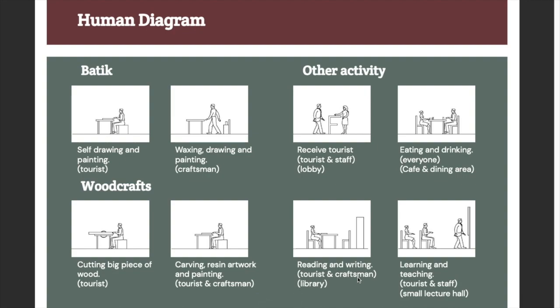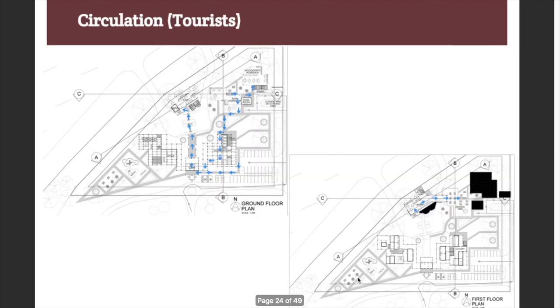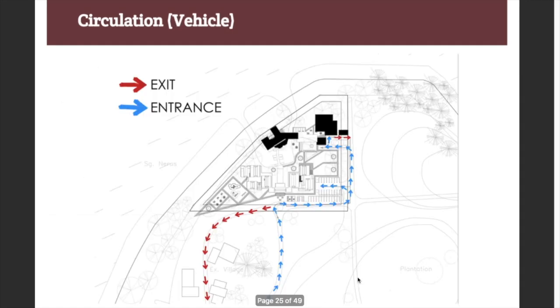So I studied the human diagram, in the batik workshop, in the woodcraft workshop, or having other activities like eating or drinking. This is the circulation, and it is a circle so that they can have a smooth circulation. And this is the vertical circulation. The blue arrow is the entrance, and the red arrow is the exit.